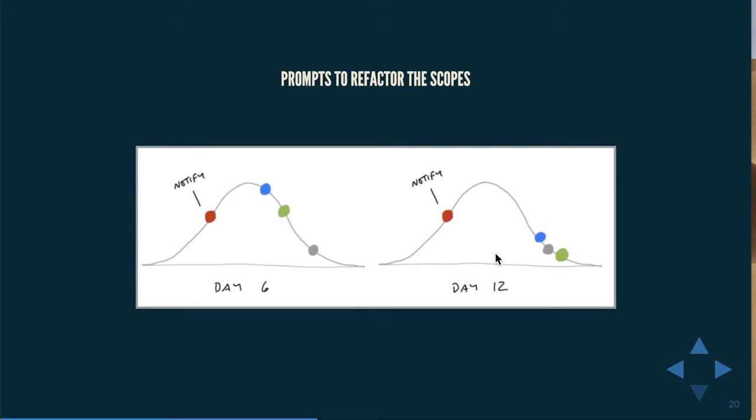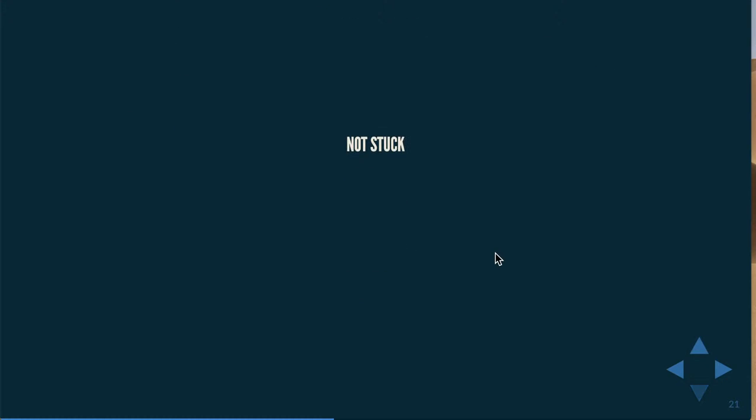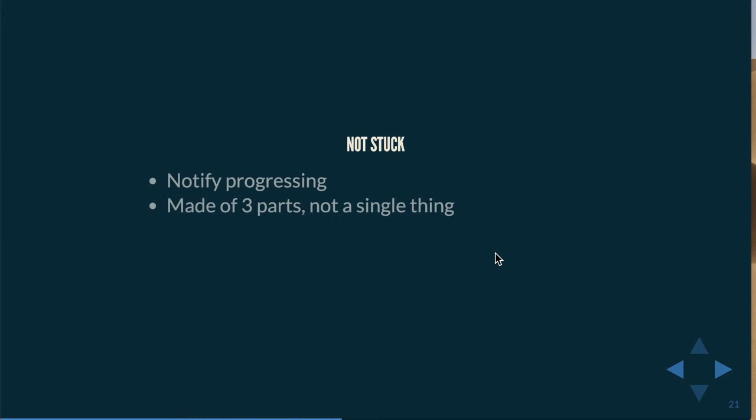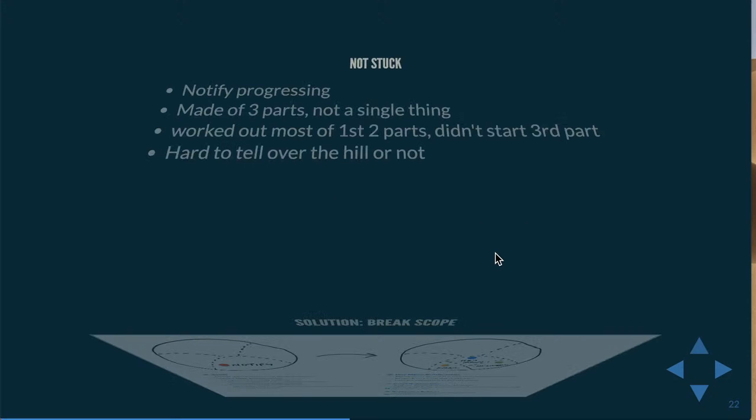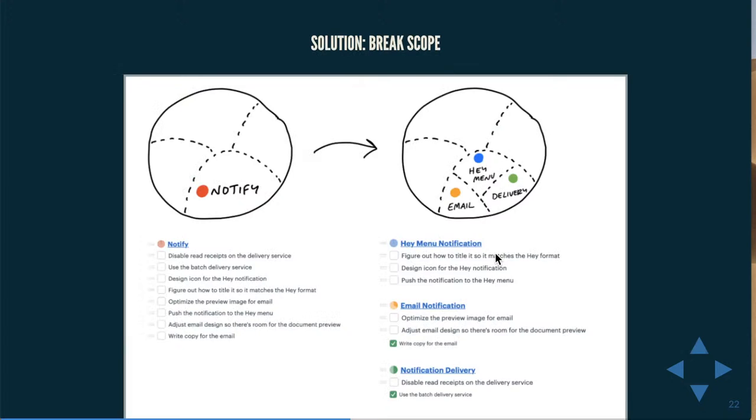So again, with the previous one, we can see that the notify hasn't moved. So we decide to check on this. We go, hey, why is notify stuck? Well, apparently notify is not stuck. Notify is actually progressing, but the problem is it's made of 3 parts and not one single thing. In the 3 parts here, the first 2 parts are worked out and working, but keeping them together, because one part is going uphill, the whole thing's uphill. So we can't tell if it's over the hill or not. So the solution is to break the scope.